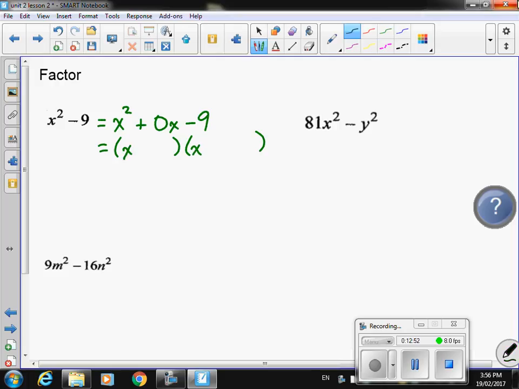I want to multiply to negative 9, but add to 0, because I don't really want an x term in the middle there. Numbers that multiply to 9 would be 1 and 9, 3 and 3, and you know what? If I had 3 and negative 3, that would multiply to negative 9 and add to 0.